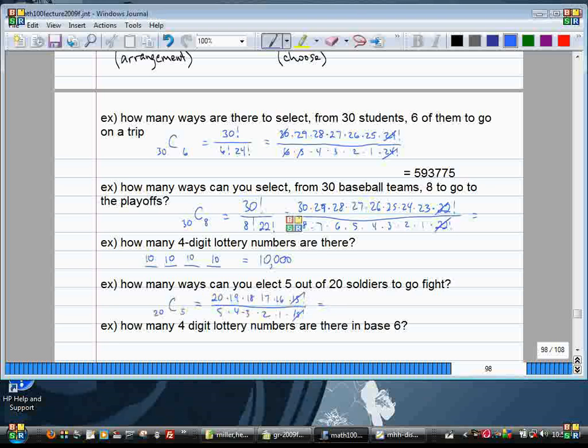Next. How many 4-digit lottery numbers are there in base 6? And how'd you get that? Okay. 6, 6, 6, 6. And what does that work out to? Oh, you're off by a factor. 1296.